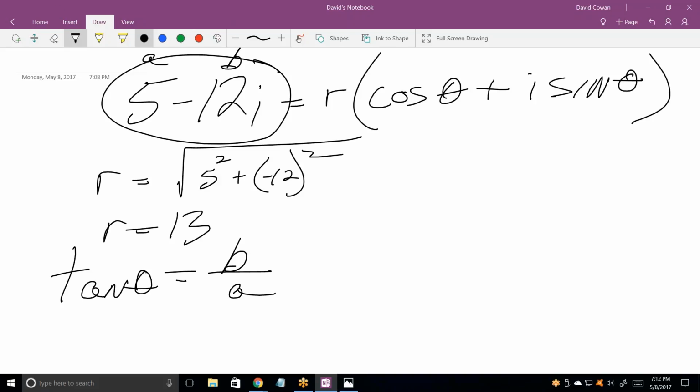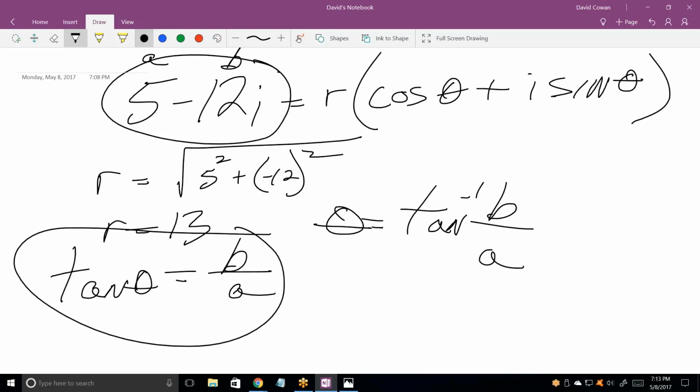And this is another one that's a little difficult. Theta ends up being the inverse tan of b over a. That makes a lot of sense, okay? If tangent of theta is b over a, then theta is the inverse tangent of b over a. But that's only if a is greater than 0. If a is less than 0, then it's the inverse tan of b over a plus pi.